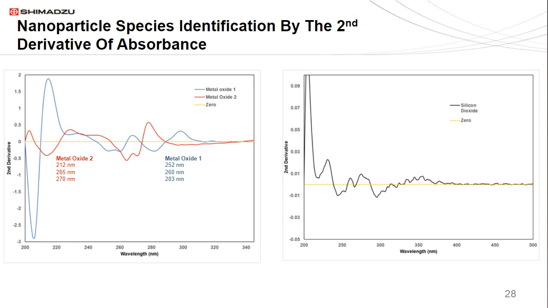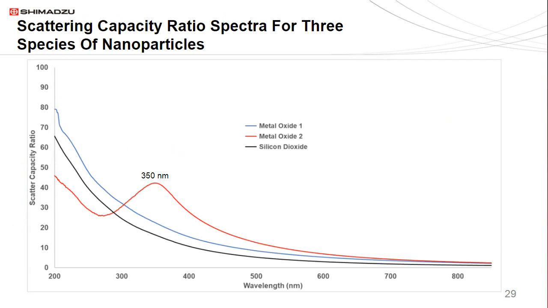The metal oxides are far more defined, with 3 distinct peaks and very little noise. So even if we had a mixture of these 2 metal oxides in suspension, we could probably identify them because their peaks here in the second derivative are fairly well separated. So you can see the utility of a second derivative transformation.